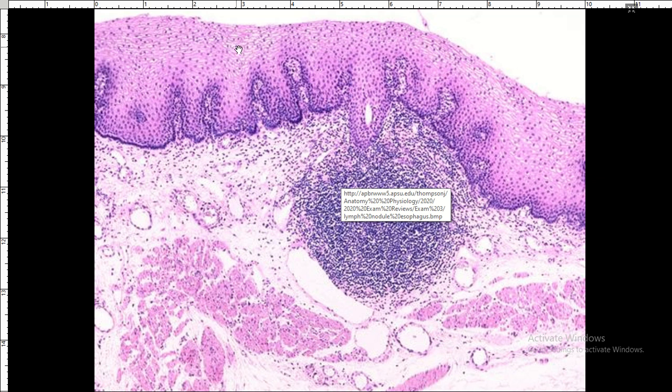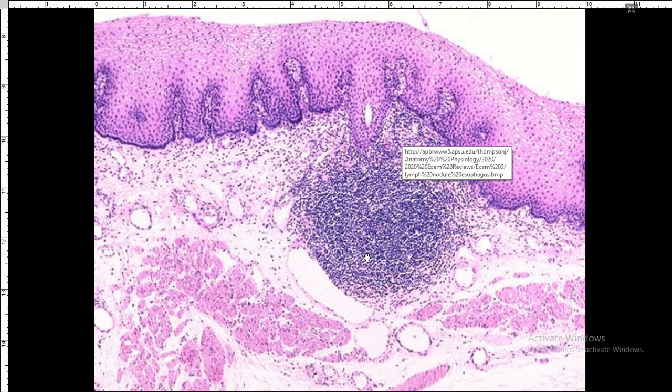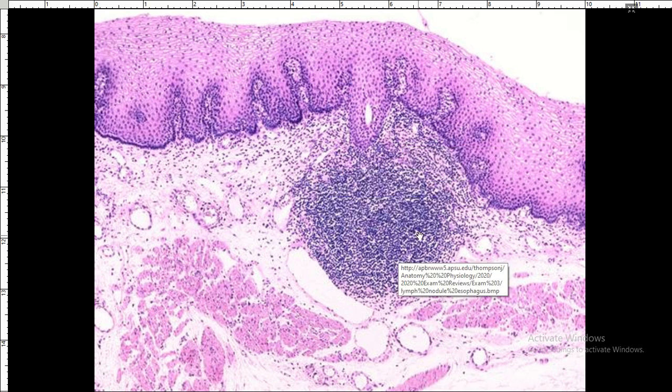Here is another one you can see. I can tell that this is non-keratinized squamous epithelium, so this can be your mouth. This can be tonsils. With tonsils you actually see this squamous, non-keratinized epithelium. You can see that there is no germinal center here. This is just an aggregation of T lymphocytes, which means this is a primary lymphatic nodule.